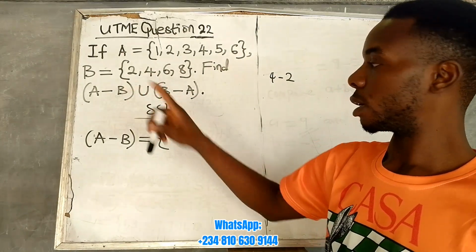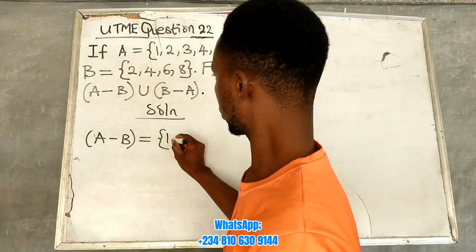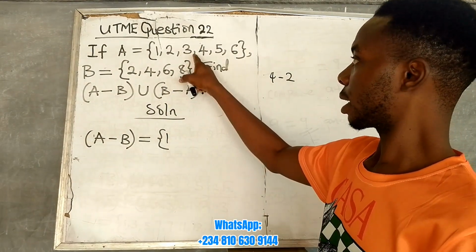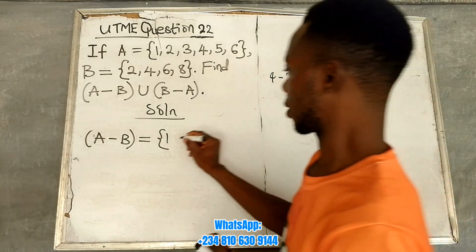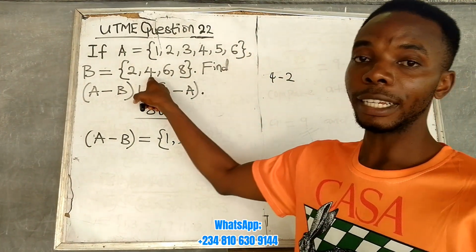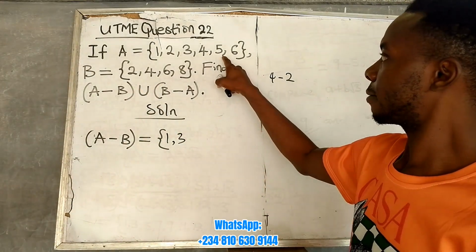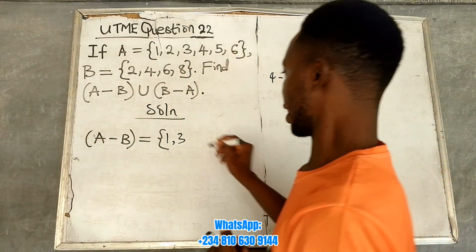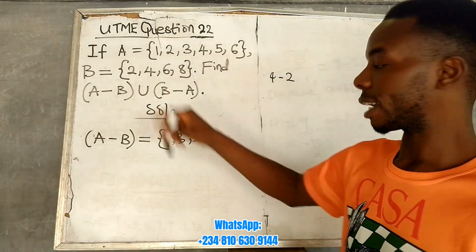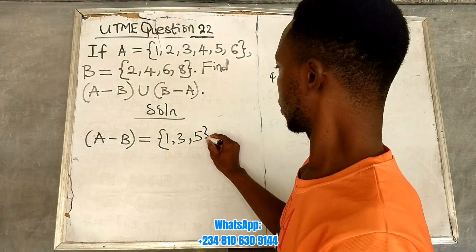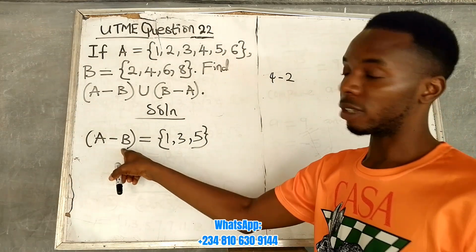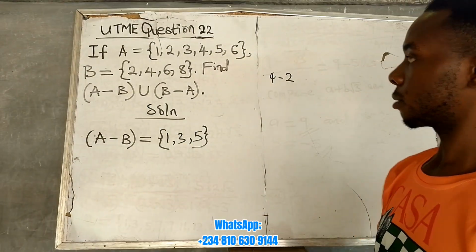Now 1, can you find 1 here? No. So you write 1. Then 2, you can find it here, and then you can find it here. It is not included. 3 can be found here. Can you find it here? No. So you write 3. 4 can be found here. Can you find it here? Yes. So you won't write it. 5 is here. Can you find it here? No. So you write 5. 6 is here. Can you find 6 here? Yes. So these are the sets of A minus B. Set of 1, 3, and 5.